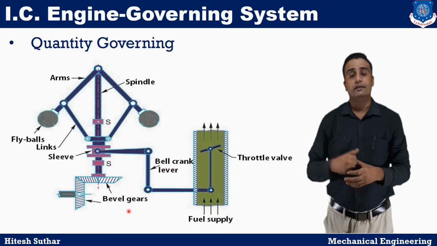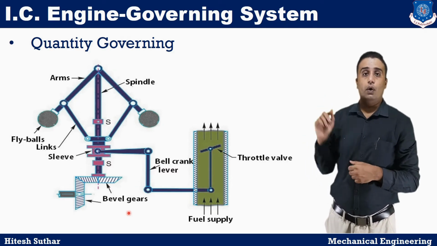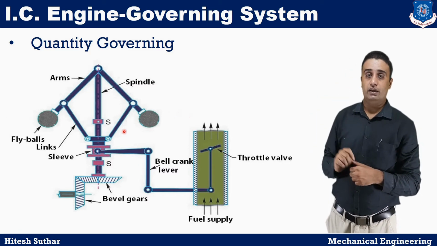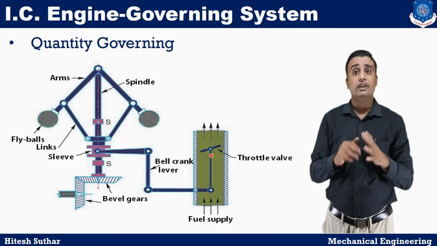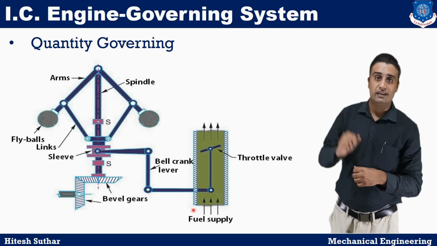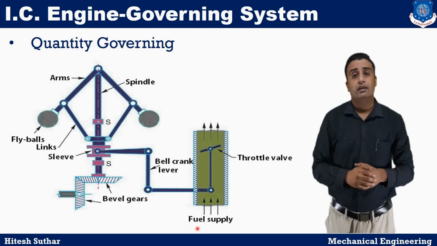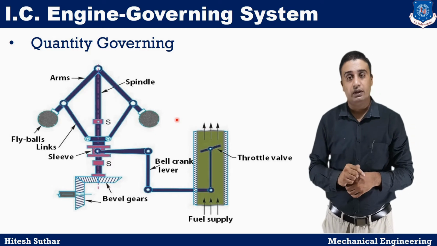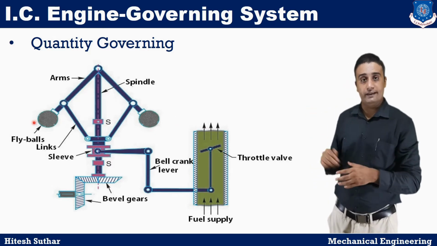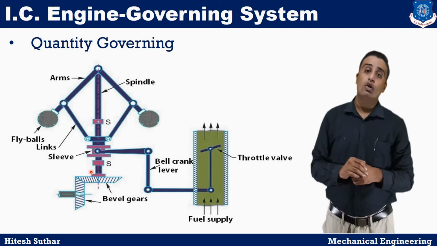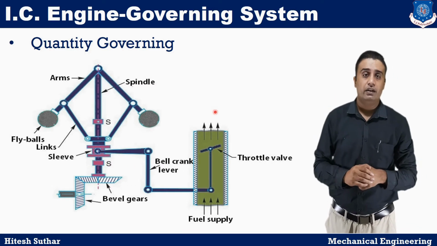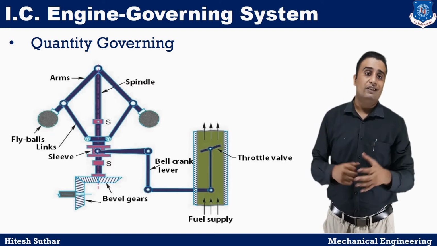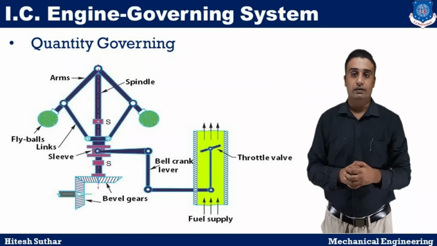As the engine speed increases due to the load decreasing, the governor fly balls fly out and the governor sleeve is lifted up and the throttle valve is closed, reducing the quantity of mixture supplied to the engine cylinder. And the opposite happens when the load increases and the speed decreases. The fly balls come towards the center and the sleeve moves down and more fuel is supplied to the engine cylinder. As we discussed, this concept is same as in the quality governing. So this is the entire working of quantity governing method.